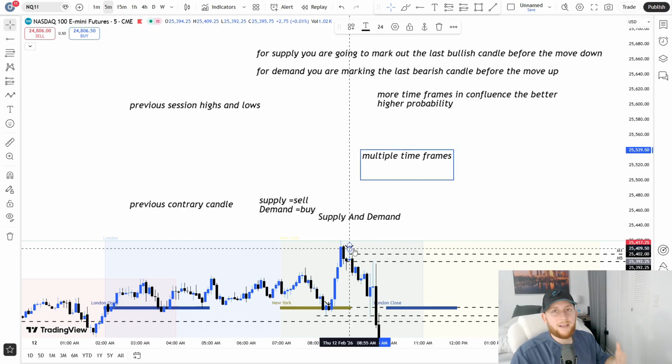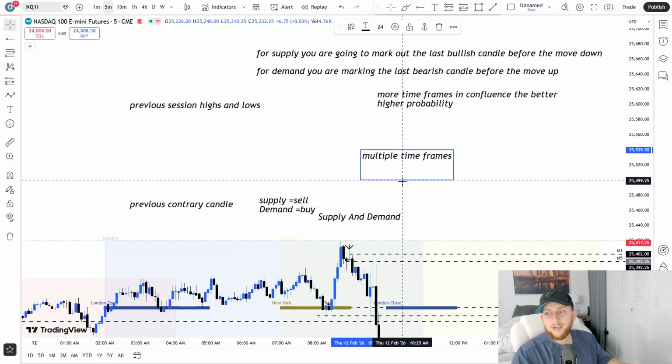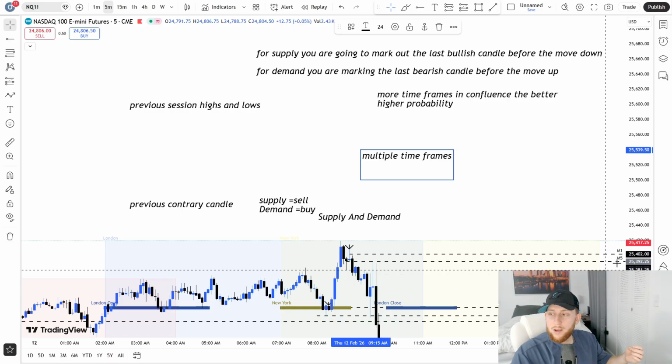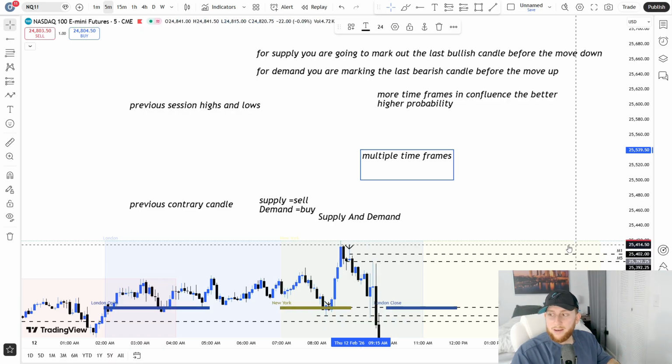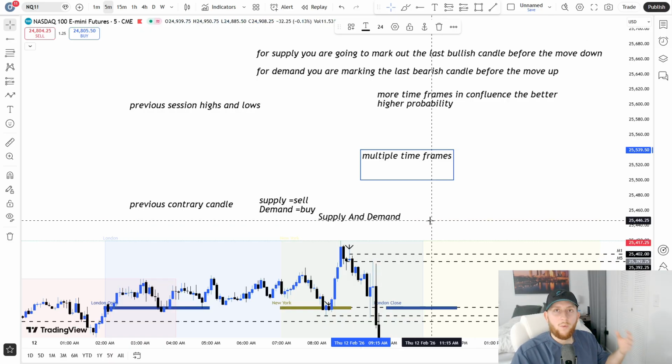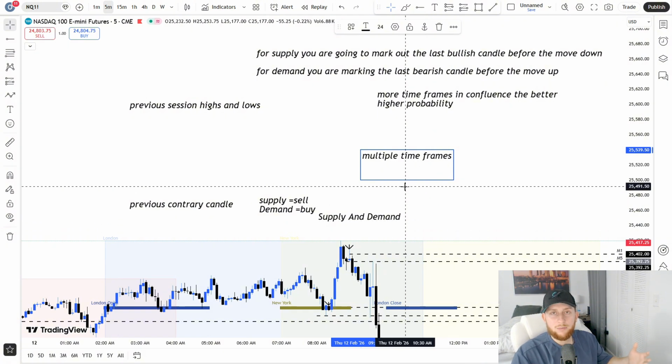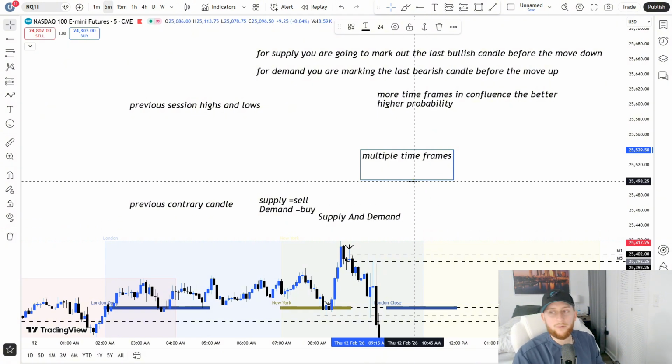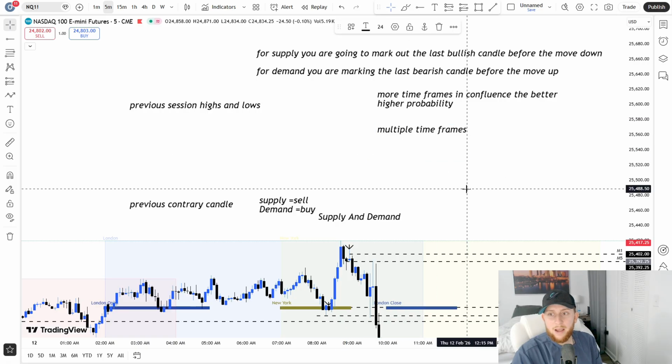Multiple time frames, basically what I've been showing you, multiple time frames in confluence is just your levels of supply, levels of demand, like an M1, M5, M15 within your stop loss. That is multiple time frames in confluence. That's three time frames in confluence. So you should understand that by now.